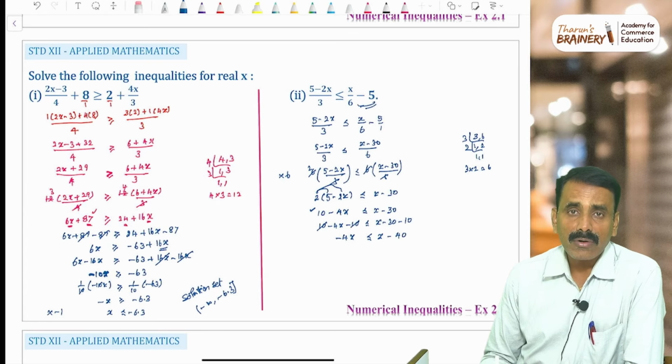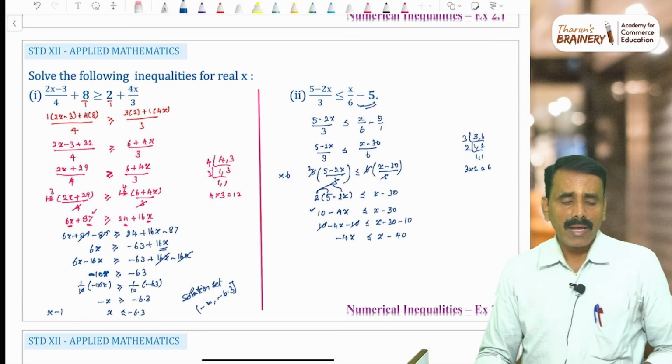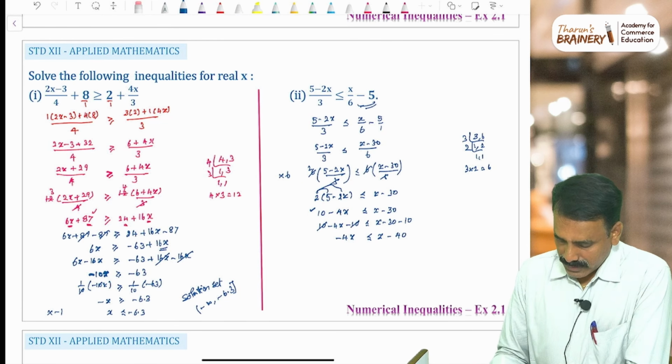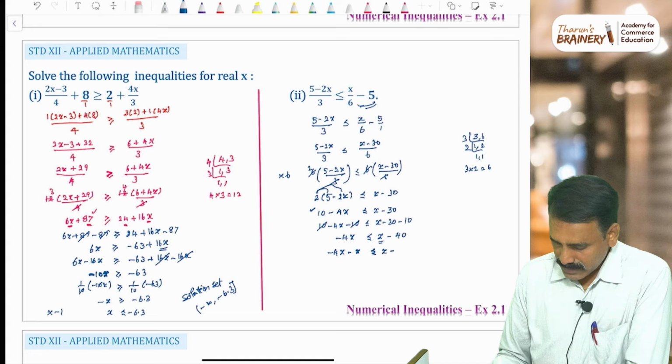Minus 30 and minus 10 are going to have the same symbol. So we have to add 30 and 40. Okay. Now we want to eliminate x on the right hand side. So the additive inverse of plus x is minus x. So minus 4x minus x less than or equal to x minus 40 minus x. X cancels now. So minus 5x less than or equal to minus 40.